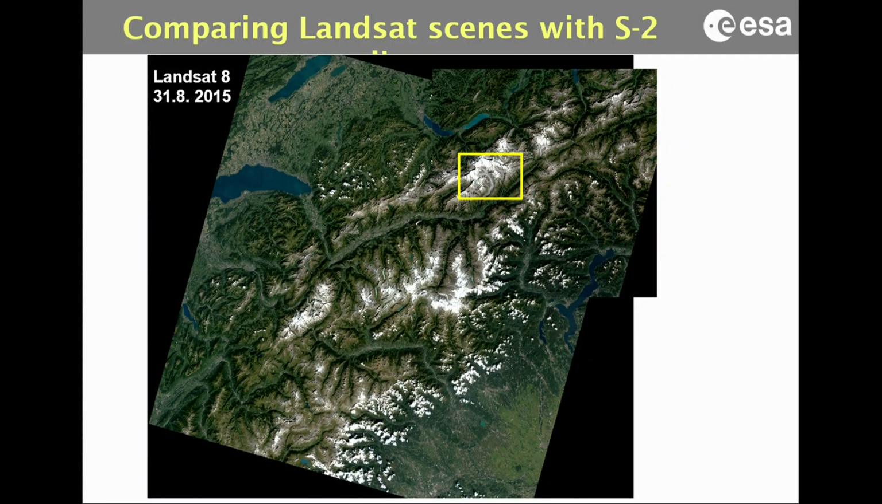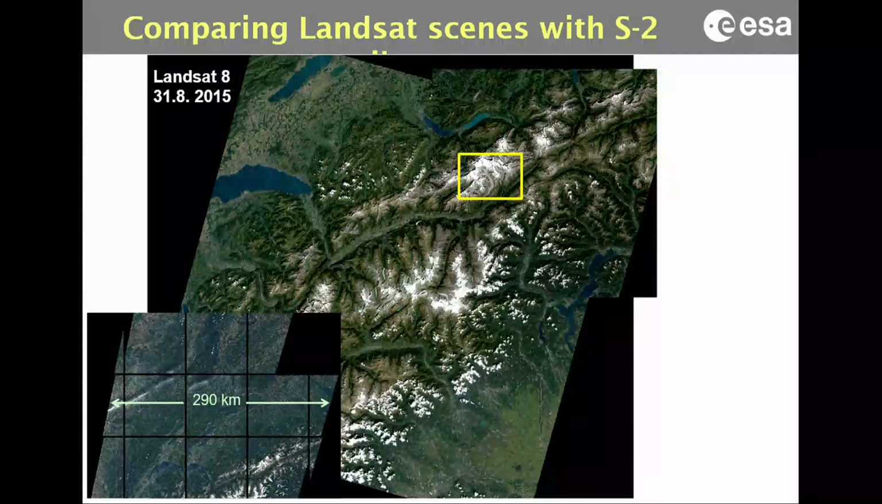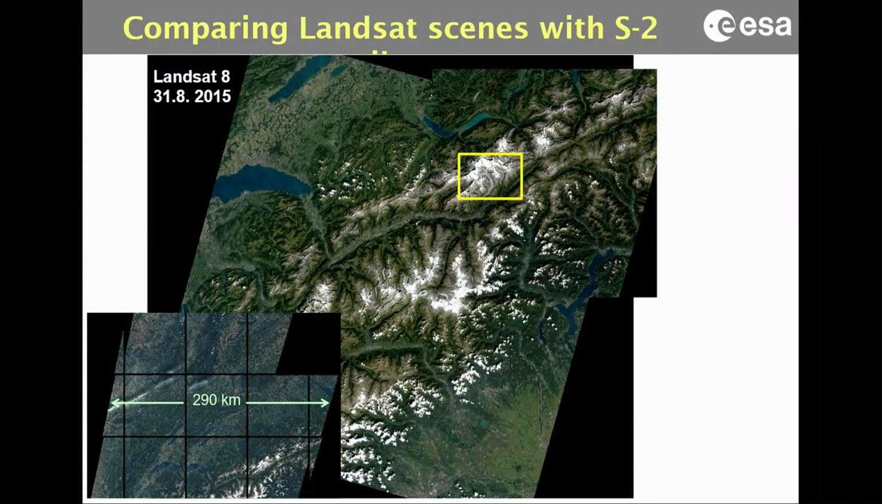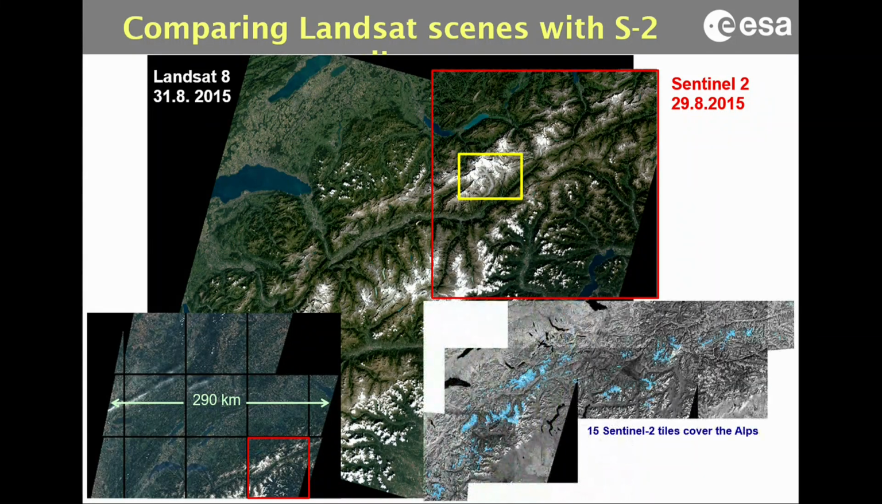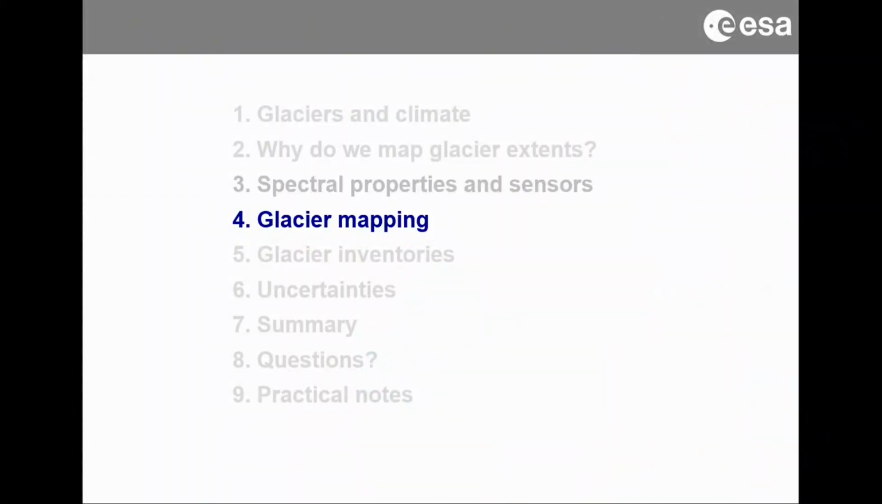This is in the background, the Landsat path row scene. For comparison, the Sentinel-2 path is 290 kilometers wide. Landsat is about 185. And this region here is this region here. So this is the 100 kilometer Sentinel tile. And you need 15 Sentinel-2 tiles to cover the entire Alps. So just as a rough order of magnitude. And I will now focus on this yellow region, where I show you how the glacier mapping works.